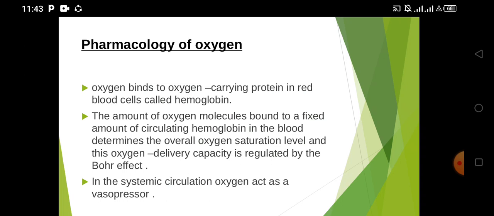Oxygen binds to an oxygen-carrying protein in red blood cells called hemoglobin. The amount of oxygen molecules bound to a fixed amount of circulating hemoglobin in the blood determines the overall oxygen saturation level. The oxygen delivery capacity is regulated by the Bohr effect. In the systemic circulation, oxygen acts as a vasopressor, which means it causes constriction of blood vessels that eventually causes a rise in blood pressure.